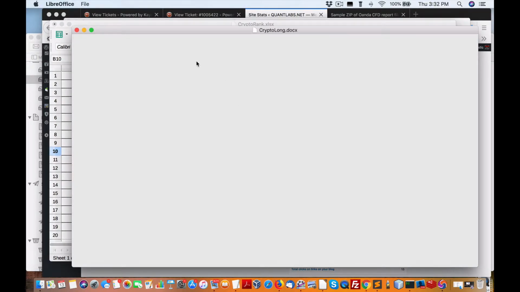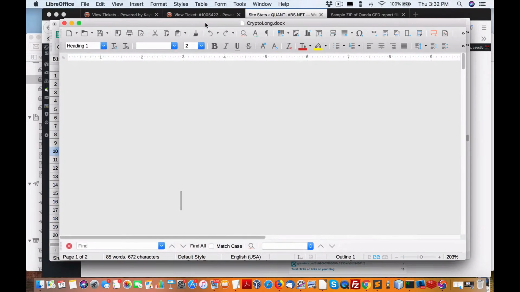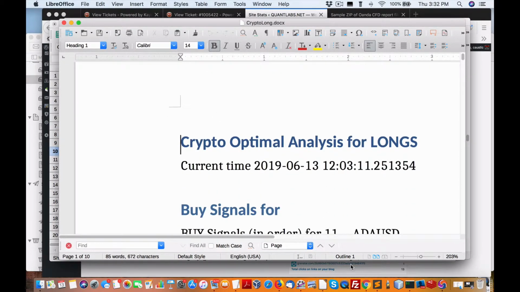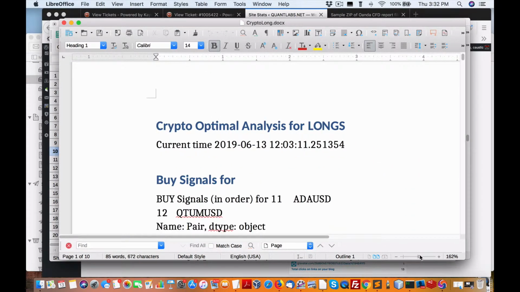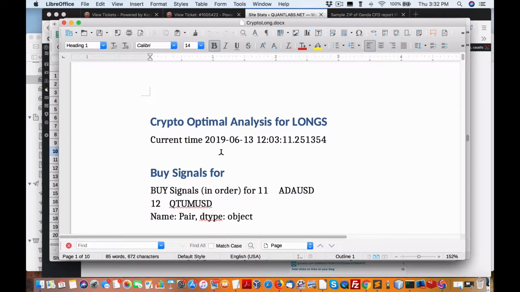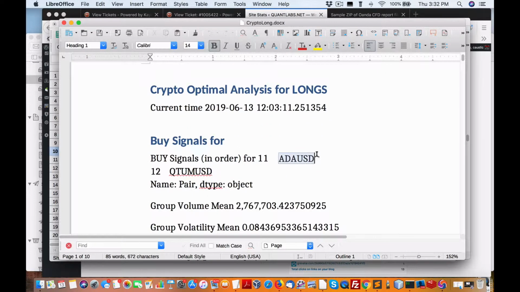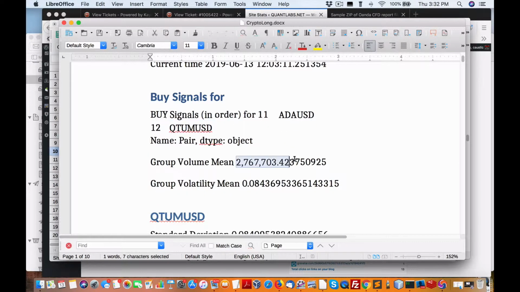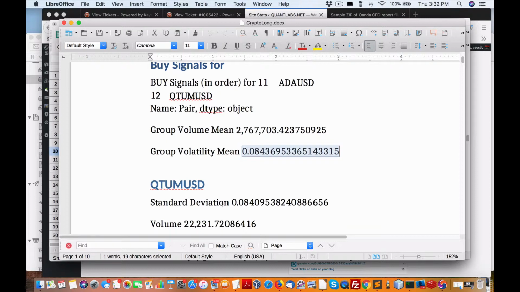Okay, so these are the reports. I'll repeat what I said in the CFD. See how many there are. Okay, so we only have two here: ADA, which has been supposedly performing decently, and QTOM, against all USD. So here we get the group volume mean and the volatility mean. So we can compare both the volume against the group and then the standard deviation, which is another way of saying volatility against the group.